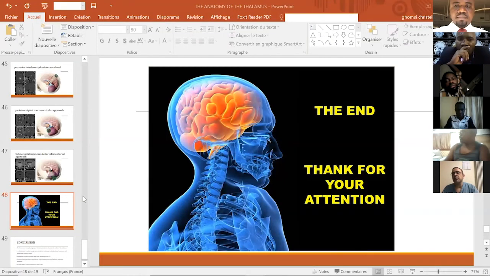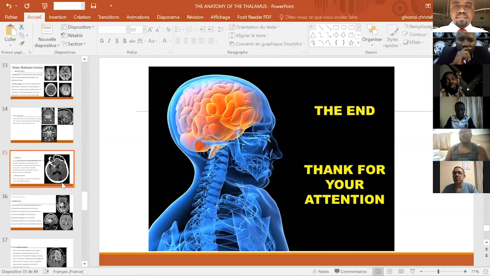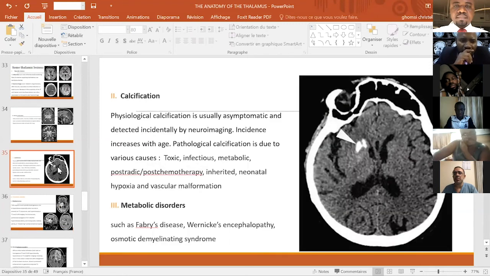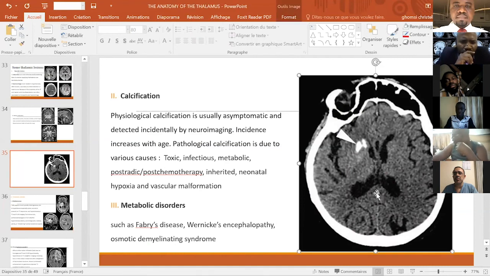Okay, let me show the slide. Here it is. Yeah, that one. It's true that it's more anterior than I thought. I think it's the head of the caudate nucleus.